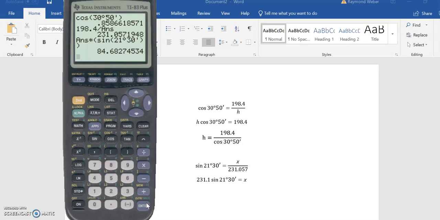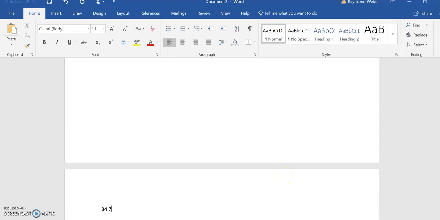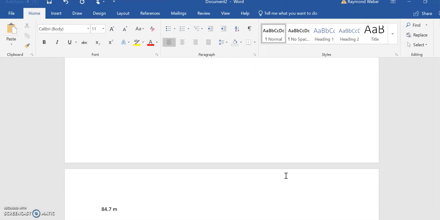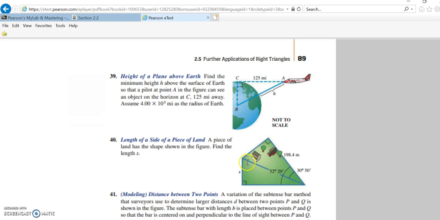And so there's my answer, 84.6827 going on. But I look at my answer, everything's rounded to a tenth, so I'm going to round this to a tenth, and my answer is going to be 84.7 meters, because I was in meters. So that's my final answer. So coming back here, this side x is 84.7 meters.